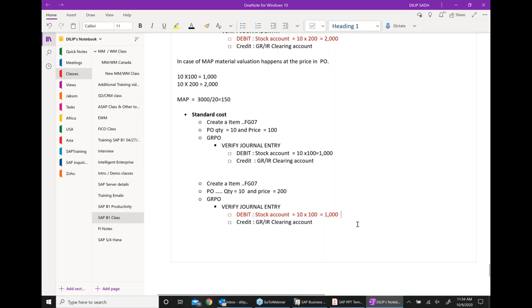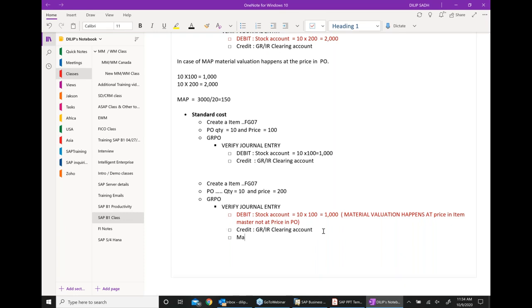So material valuation, make a note of it. That is the fundamental difference. Material valuation happens at price in item master, not at price in PO. So although my PO price is 200, still it ignores. It takes the price which we have in item master, which is 100. And the second difference is there is a material variance.